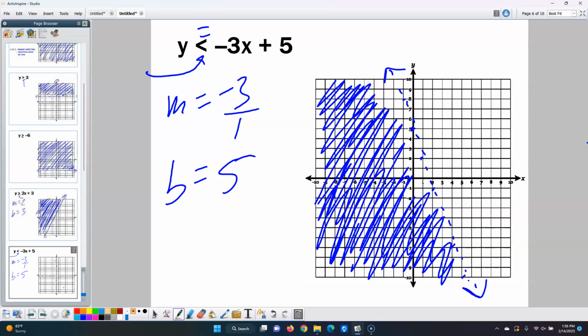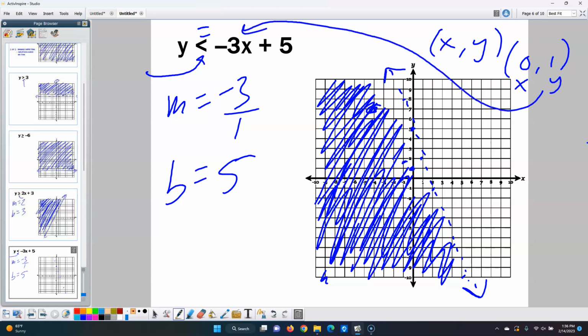Those would be the solutions. But this is less than. So any of these points, like you could take a point right here, you can't really see because I shaded, down here, over here, anywhere over there, you can plug in that x, y point, like 0, 1. That's a real nice spot right there. If you took 0 as your x and 1 as your y and plugged it in over here, it would hold true, and that would be true for all of those.